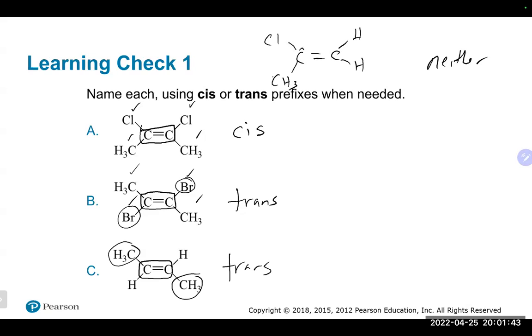Because when we look at this carbon, this group and this group are different. This group and this group on this carbon are the same. So that eliminates the possibility of cis or trans. You can't have it in that case because you have two groups that are the same. So you've got to make sure you do have those different groups. And lastly, by the way, what would the name of this guy be?